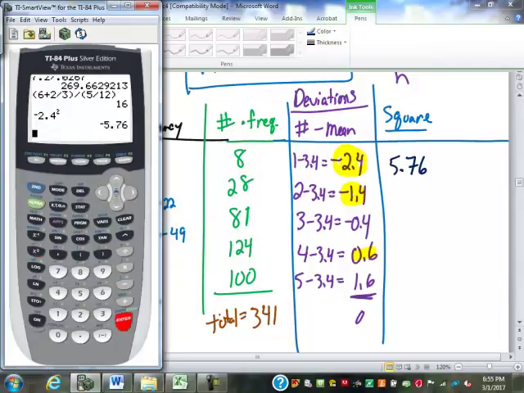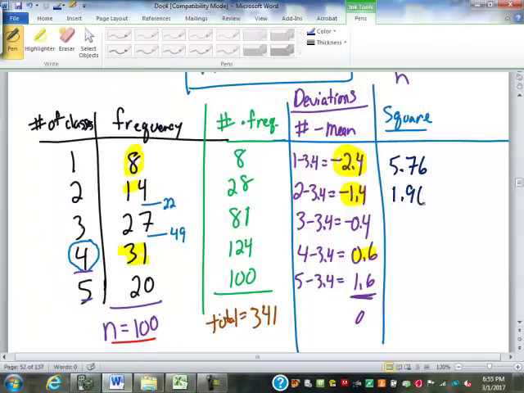What did I do wrong? You don't like the number of parentheses. Yeah, you have to put that number in parentheses when you square a negative. Any number squared will be a positive result. So negative 2.4 squared is 5.76. Negative 1.4 squared is 1.96. Negative 0.4 squared is 0.16. 0.6 squared is 0.36. And 1.6 squared is 2.56.